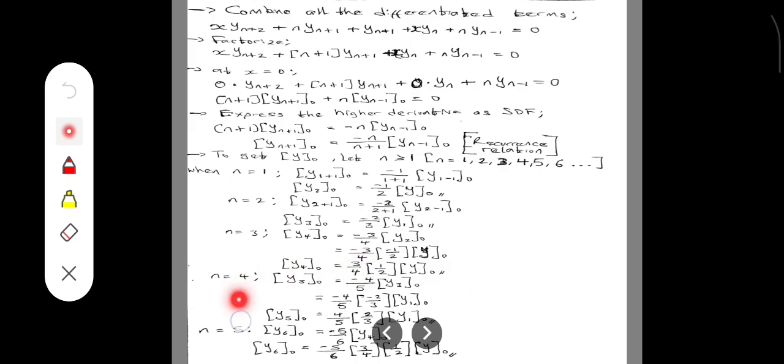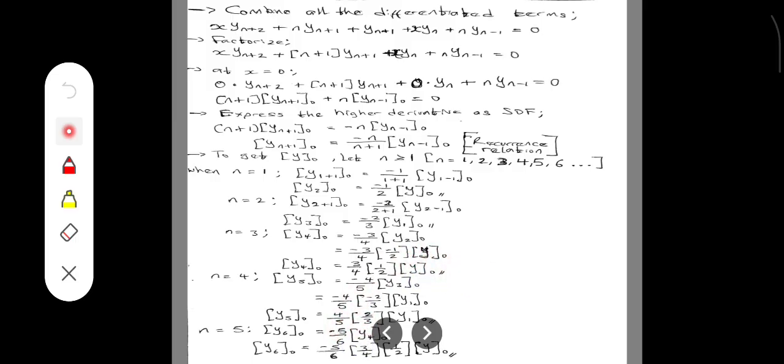Now when n is equal to 4, y subscript 5 of 0 will be equal to what? Minus 4 over 5 multiplied by y subscript 3 of 0. Now we substitute the value of y subscript 3 of 0, which is equal to this. Then when we simplify a little by just cancelling the negative sign, we have positive 4 over 5 multiplied by 2 over 3 multiplied by y subscript 1 of 0.